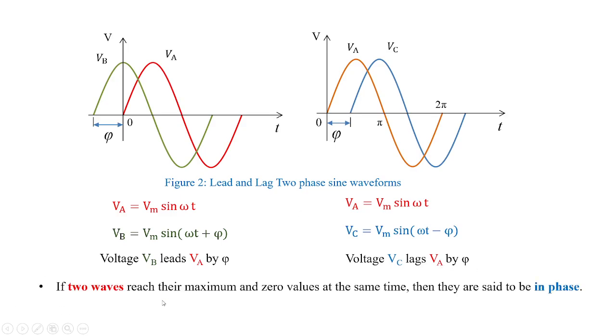If two waves reach their maximum and zero values at the same time, then they are said to be in phase, whereas the phase difference is used to compare the phases of two sine waves. Here we can see VA, VB, VA, VC are the two waveforms shown differently, which are representing the phase values.